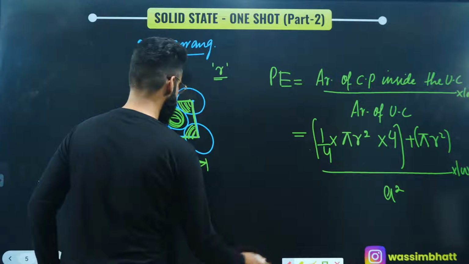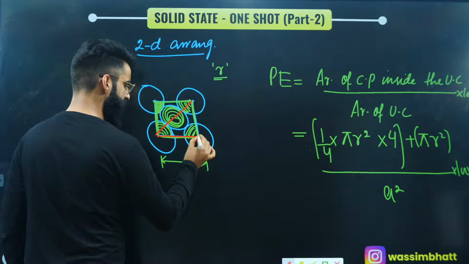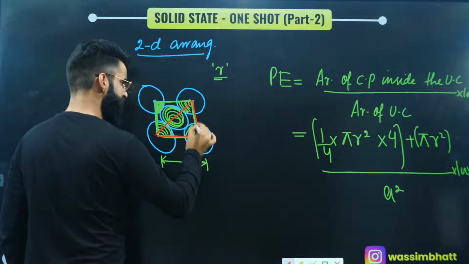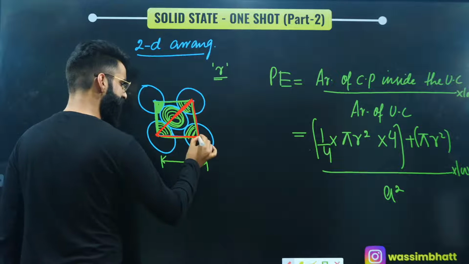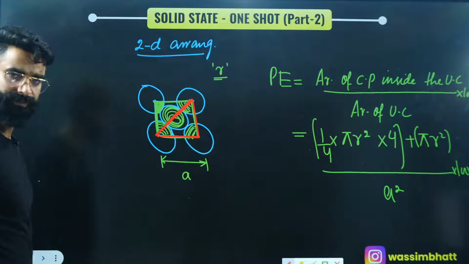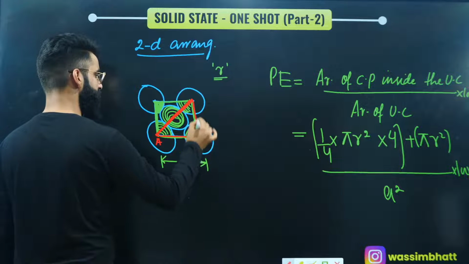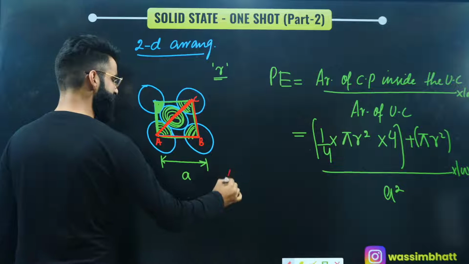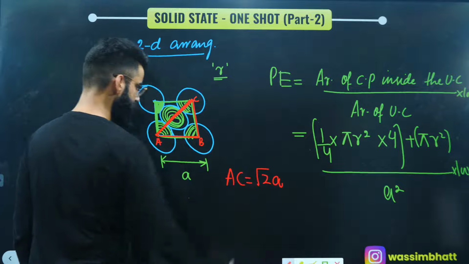Well, it's simple. If I join this corner with this corner, from here to here it's a, and from here to here it's a. So from here to here, the hypotenuse, is going to be root 2 a, right? Let me call this point A, this point B, and this point C. So I got the AC length, which is equal to root 2 a.